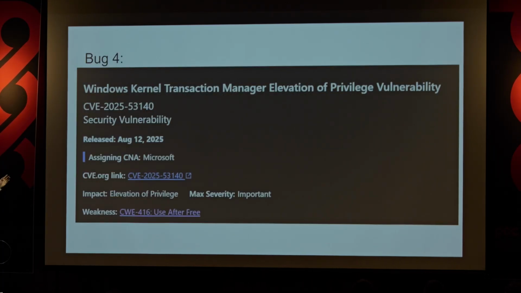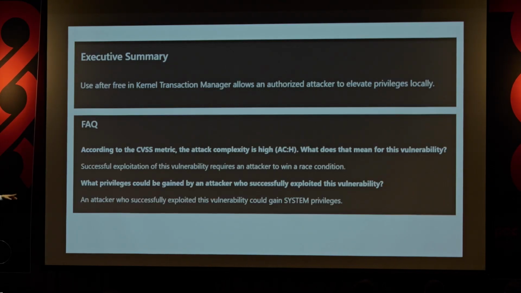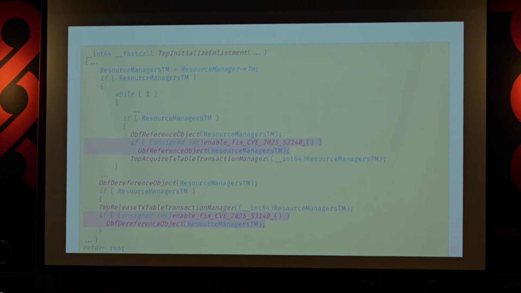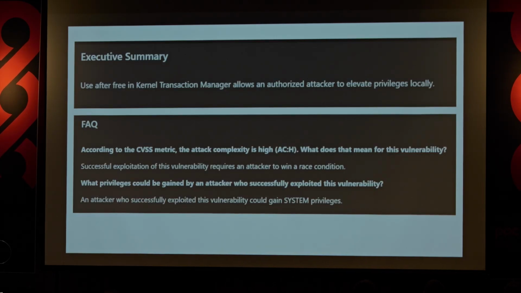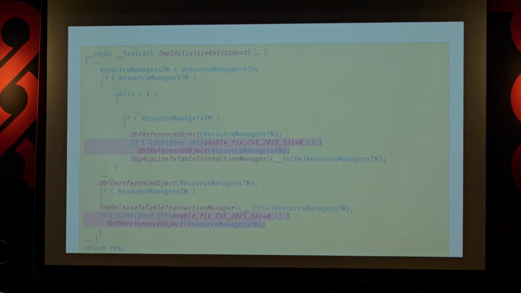Now this is a use after free in the kernel transaction manager, and the description basically says that it requires an attacker to win a race condition. So I diffed the version of KTM before and after the patch, and there was only one change. So I'm pretty confident it's in TmpInitializeEnlistment. Now this patch to TmpInitializeEnlistment is pretty simple. It just adds a reference to the transaction manager at the start of the function, and it adds a dereference to the transaction manager at the end of the function.